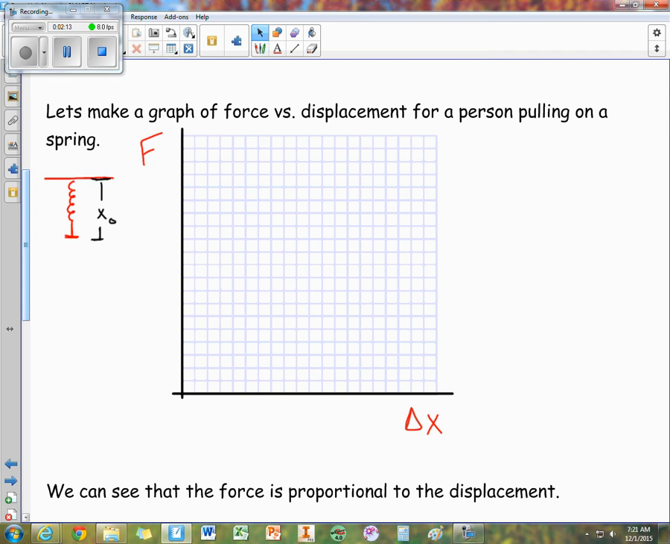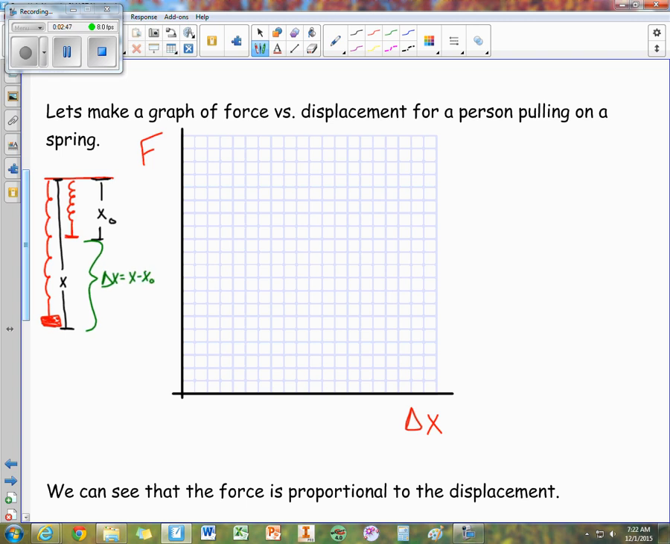If I were to place a weight on it and stretch the spring out, I'll call this X. That would be my final position. All that I'm interested in, though, is from here to here. This is my delta X. It would equal my X minus X naught. So it would be the final position minus the initial position, and it has to be this way. We have to look at its displacement, not its overall length.